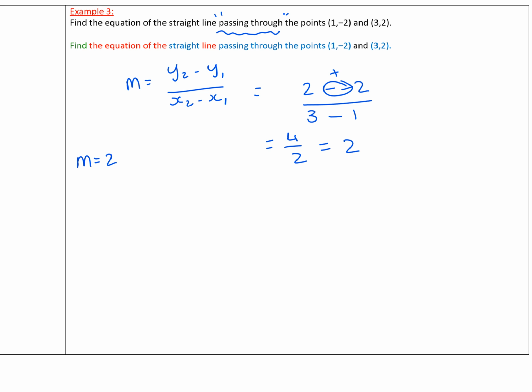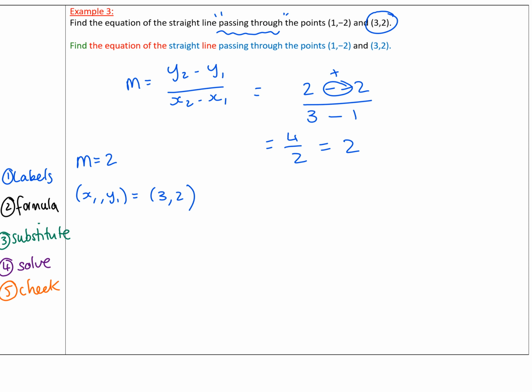I then know that I have a point. I don't like negative numbers, so I think the easier one to use here would be (3, 2). So I'll say that my x1, y1 is equal to (3, 2). It doesn't really matter which point we use, as long as we choose one. So, now that we've got the information we need, we can follow the process that we had before. That is, we can label what we have, substitute the formula in, substitute the values into that formula, solve for y, and check our answers are correct.